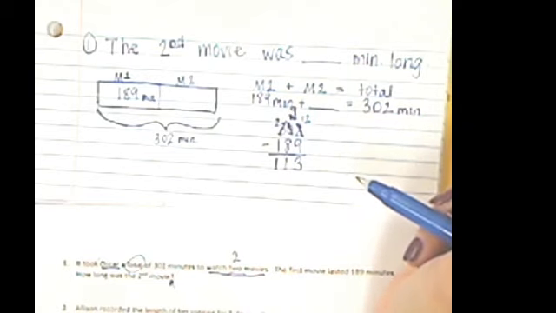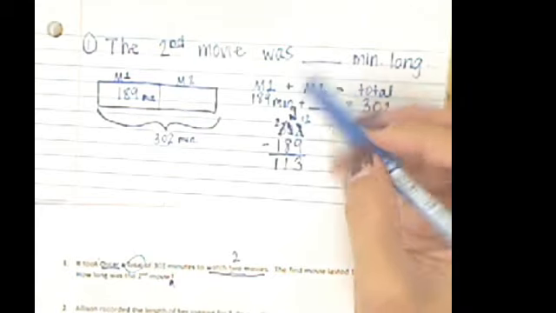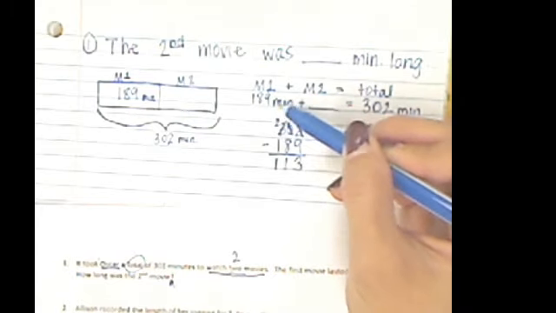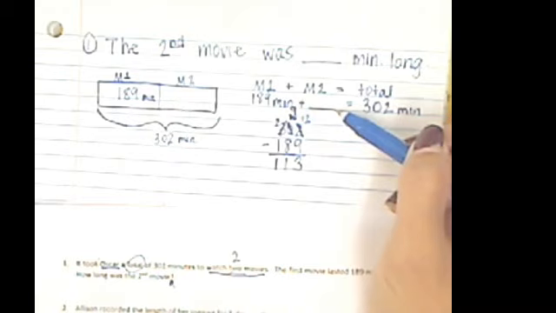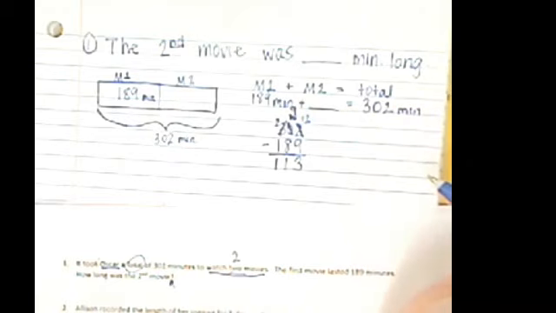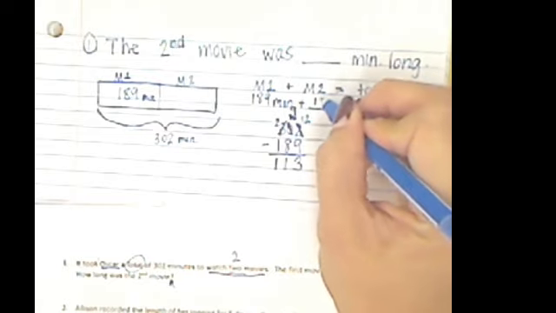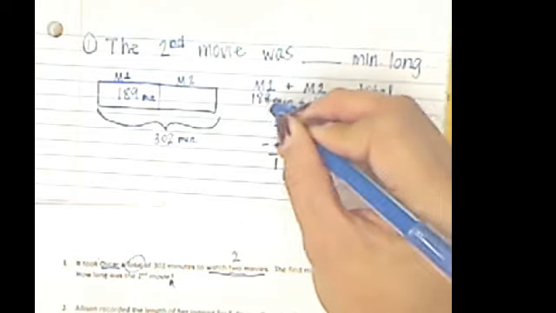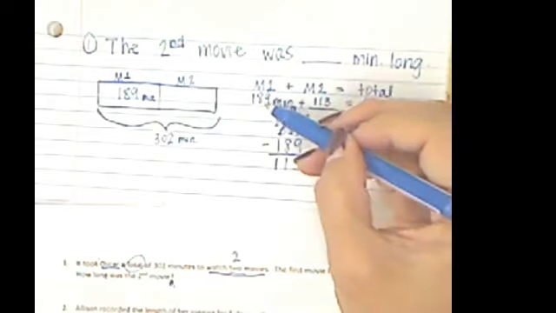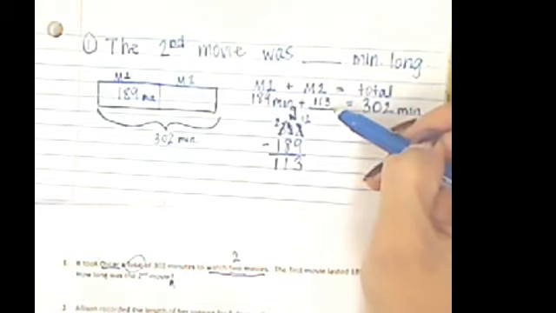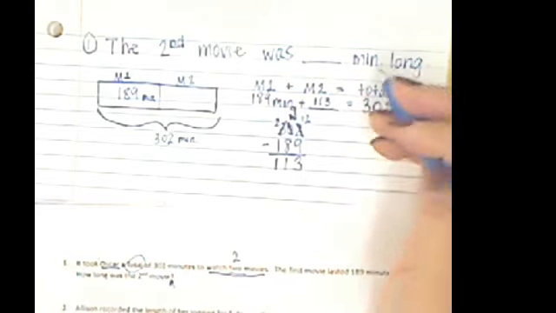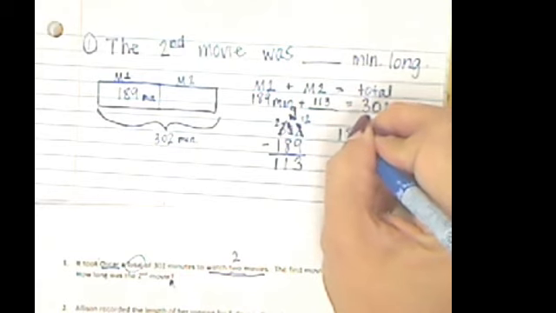Well, how can I check that that's right? Well, we had this problem here, 189 minutes plus something is going to give us 302. Well, why don't we take this 113 and we fill it in here? If we fill it in, we should be able to add 189 and 113 and get that answer. So let me just try it really quick.